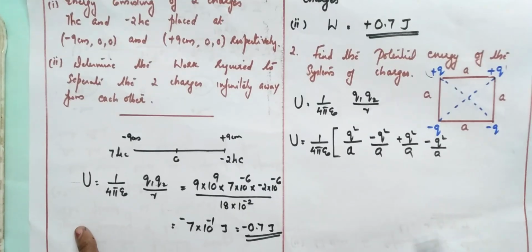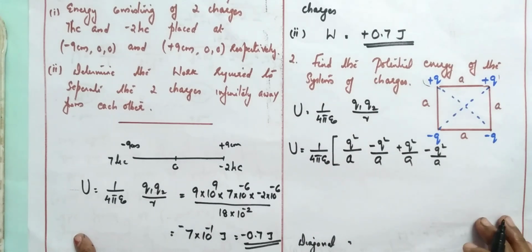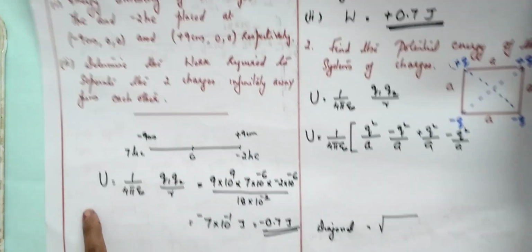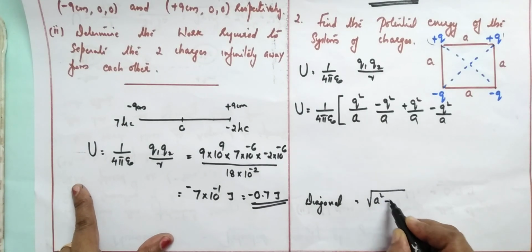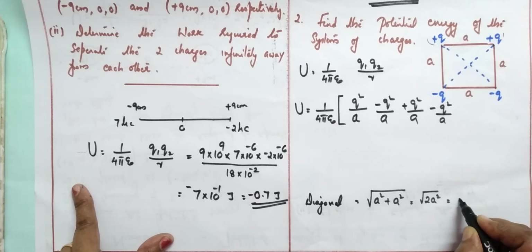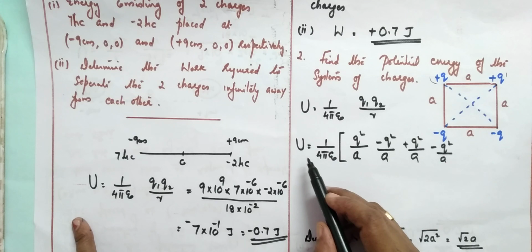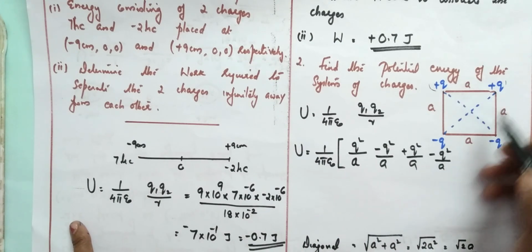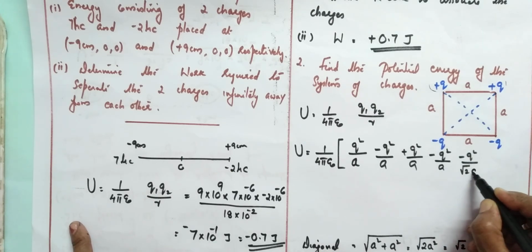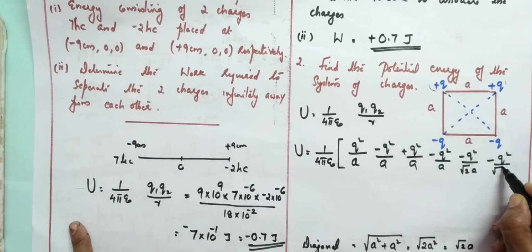What is the diagonal distance? Using Pythagoras theorem, the diagonal is root of a square plus a square, which equals root of 2a square, or root 2 a. So U, the potential energy, has the next terms for the diagonal charges: minus Q square divided by root 2 a, and between the other two diagonal charges again minus Q square divided by root 2 a.